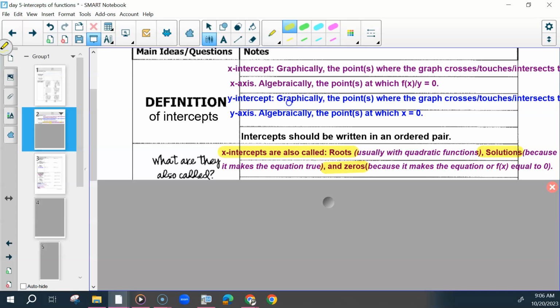For this last part, really only need this part. X-intercepts are called roots, solutions, and zeros. The rest is just y. So roots are usually used with quadratic functions. Right now we're in linear functions, so later when we get to quadratics, we'll be using roots. Solutions, as we talked about when we were solving, because it makes the equation true. Zeros, because it makes the equation or f of x equal to 0.